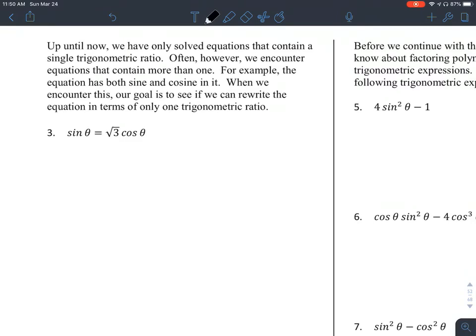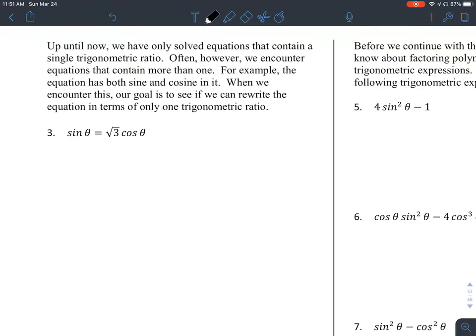Directions and some little over-explaining here. Up until now, we have only solved equations that contain a single trig ratio. Often, however, we encounter equations that contain more than one. For example, the equation has both sine and cosine in it. When we encounter this, our goal is to see if we can rewrite the equation in terms of only one trig ratio. So let's see if we can do that.